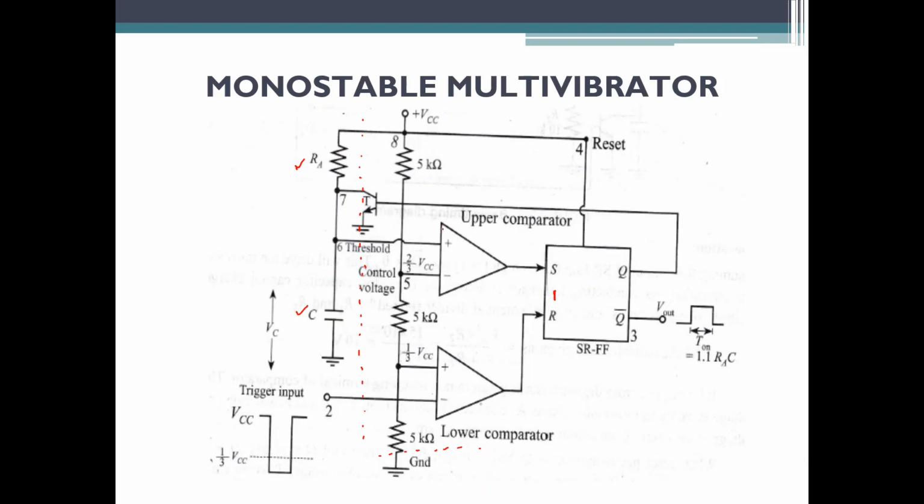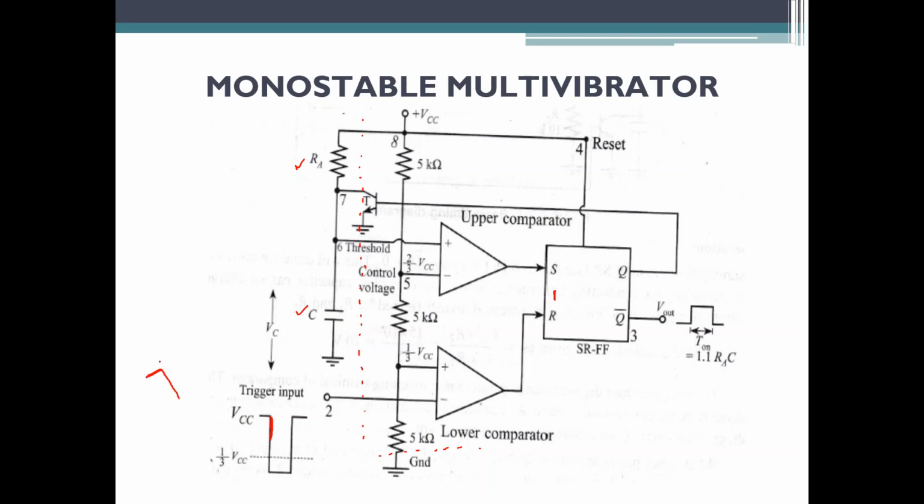This is when the flip-flop is set to 1. After that, you give the negative trigger pulse, that is, the negative trigger pulse is applied at the trigger input of the lower comparator. This is your lower comparator. Initially nothing was applied, it was stable, and the capacitor was not getting charged. After that, you start decreasing the trigger input.